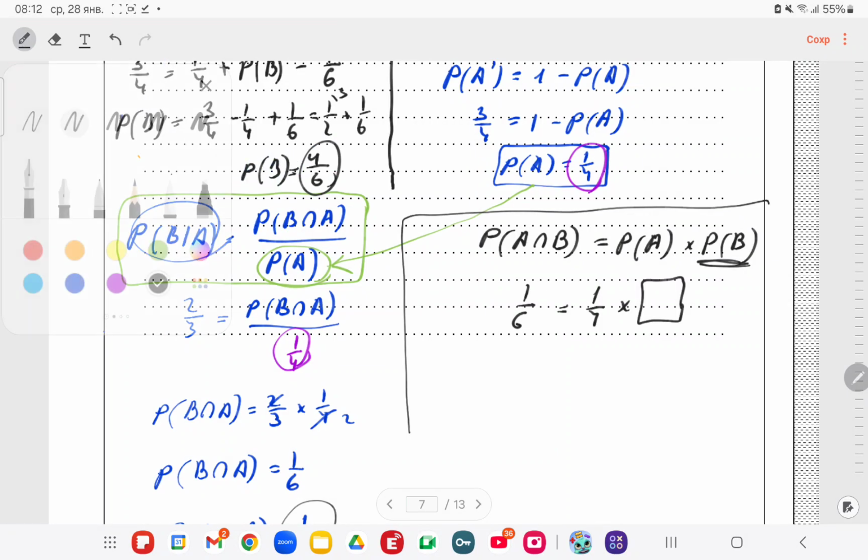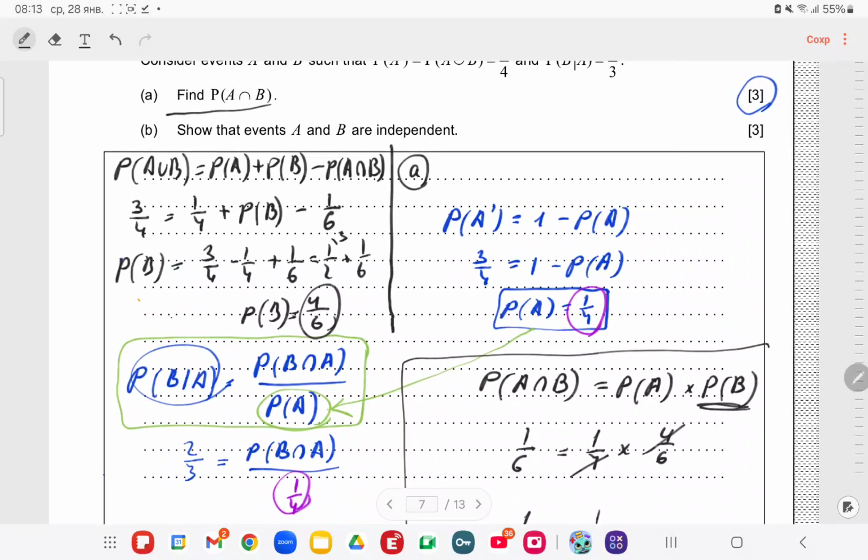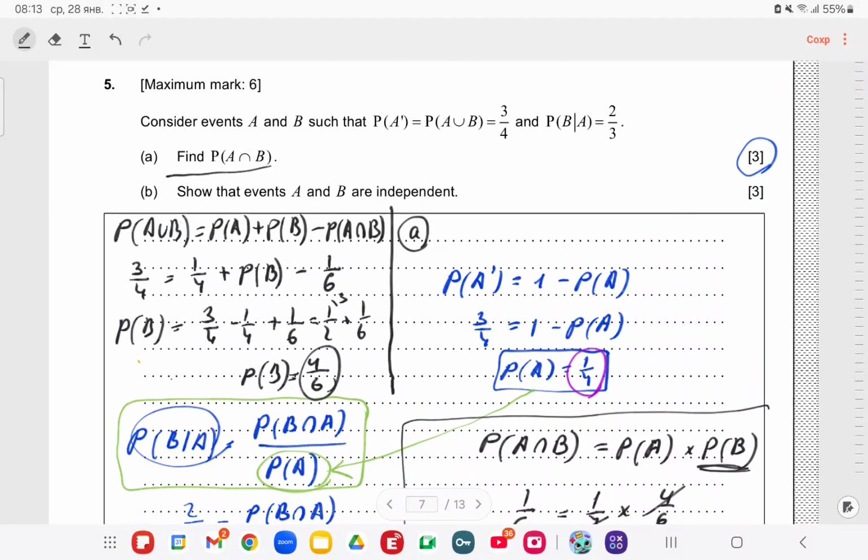Now let's substitute 4 over 6 straightforwardly here. If we reduce the fraction, we cancel the 4's, and then 1 over 6 is equal to 1 over 6. That's how it works. And you see that we have spent almost 6 minutes.